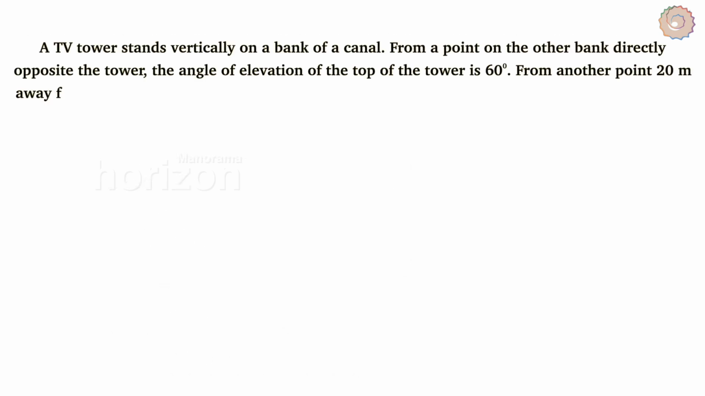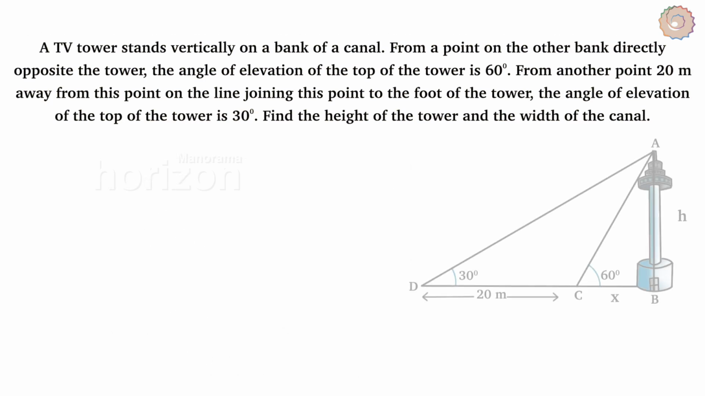A TV tower stands vertically on a bank of a canal. From a point on the other bank directly opposite to the tower, the angle of elevation of the top of the tower is 60 degree. From another point 20 meter away from this point on the line joining this point to the foot of the tower, the angle of elevation of the top of the tower is 30 degree. Find the height of the tower and the width of the canal. Solution for the same is as follows.